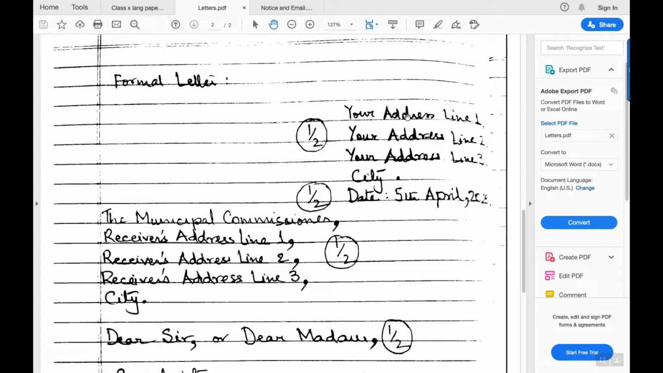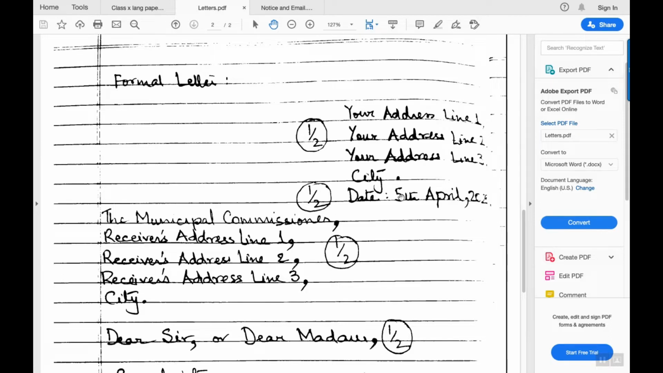The address has to be of 3 lines. Line 1, line 2, line 3, then the city. If you're writing a 2-line address, you will not get this half a mark. Same. Next is the date. Date again is of half a mark.